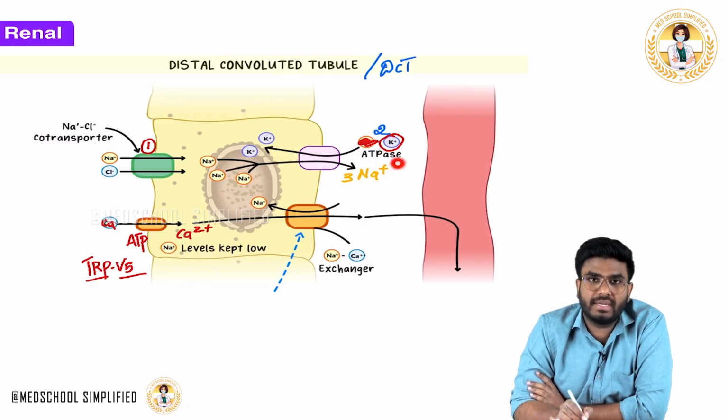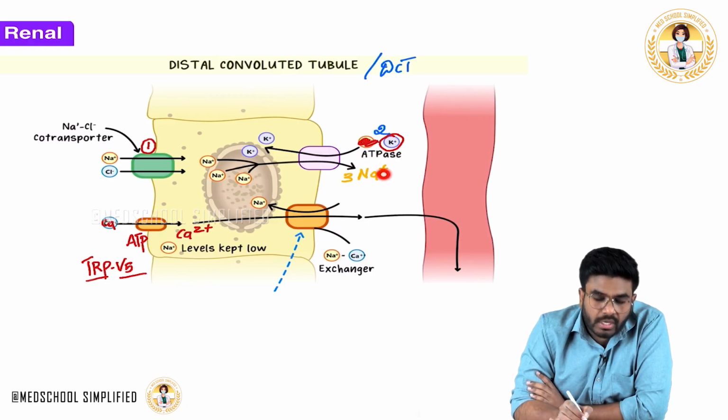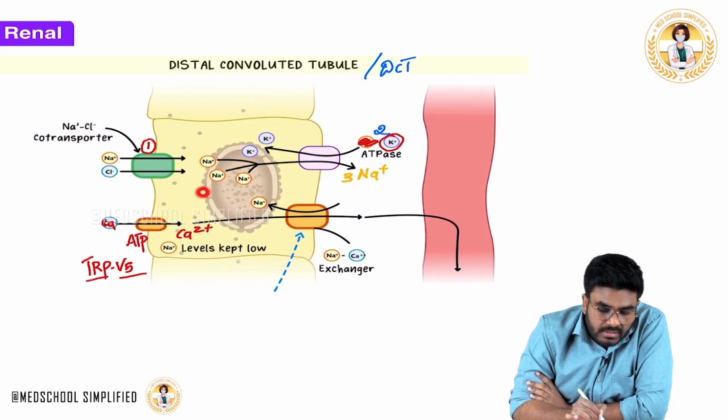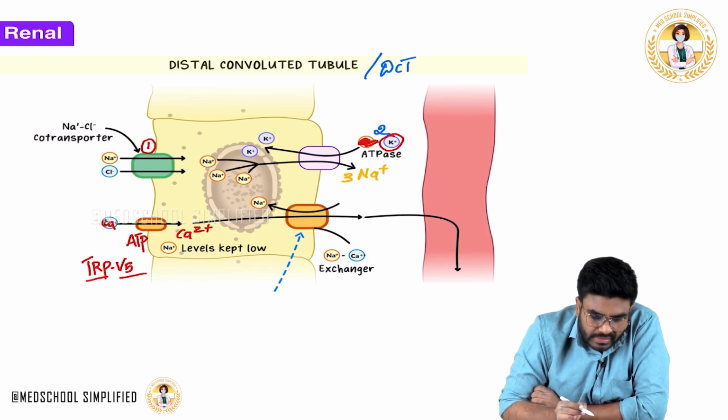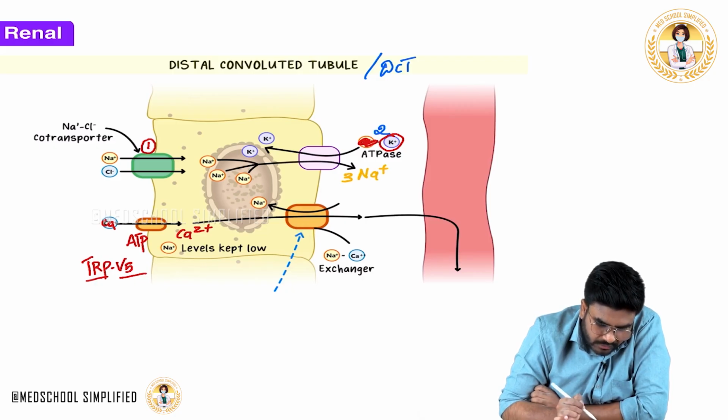With the help of ATP, sodium is going out of the cell. That makes the intracellular sodium levels low. So that's why sodium is going to enter into the cell. So this is an example of secondary active transport. Okay, now after that, let's talk about the fourth important transporter.